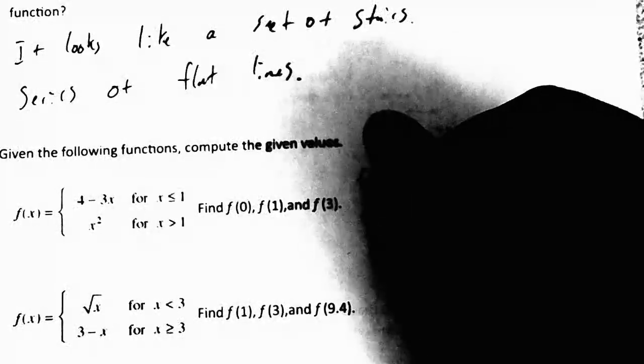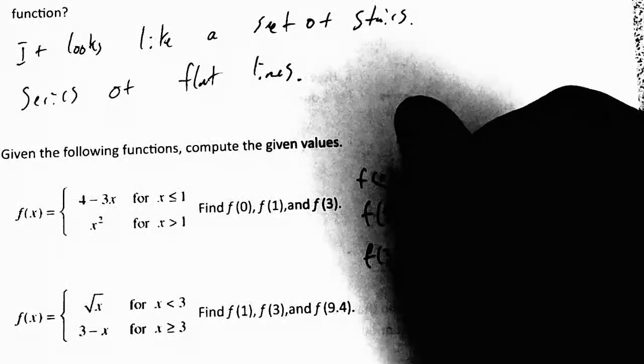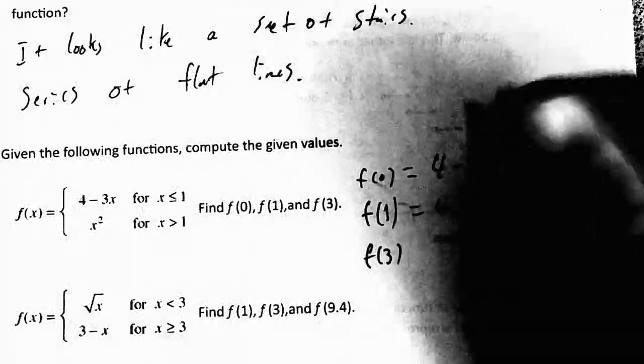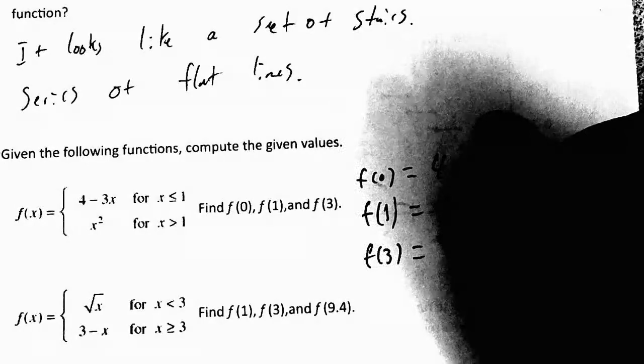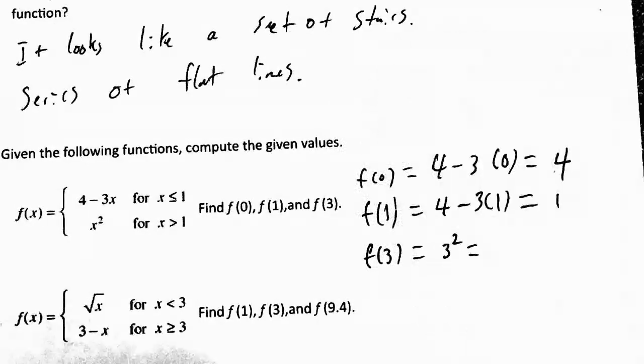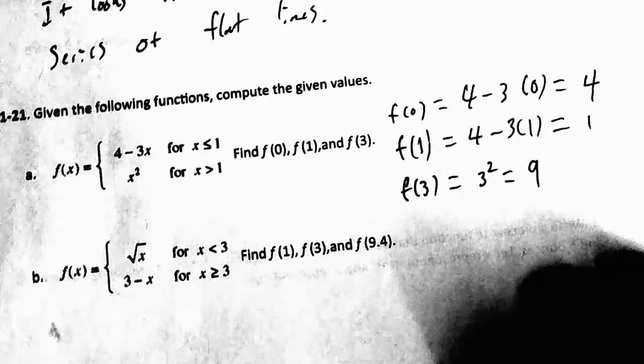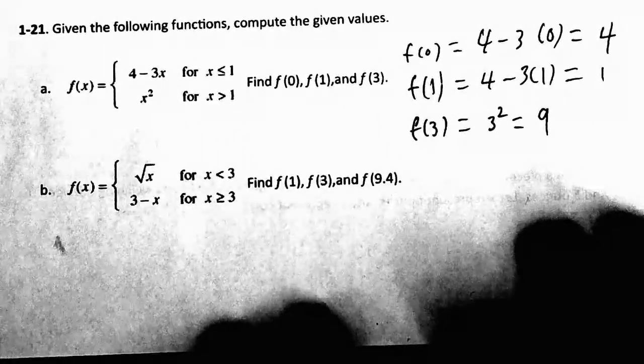Last one, f of 3, that is greater than 1, so I'm going to be using my second part, equals 3 squared. That's 3 times 3, which is 9. Okay? Next one, similar.